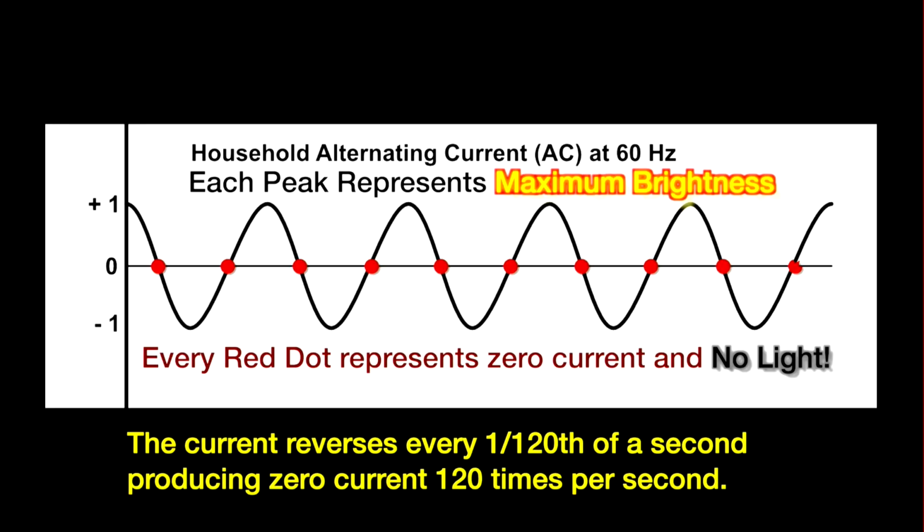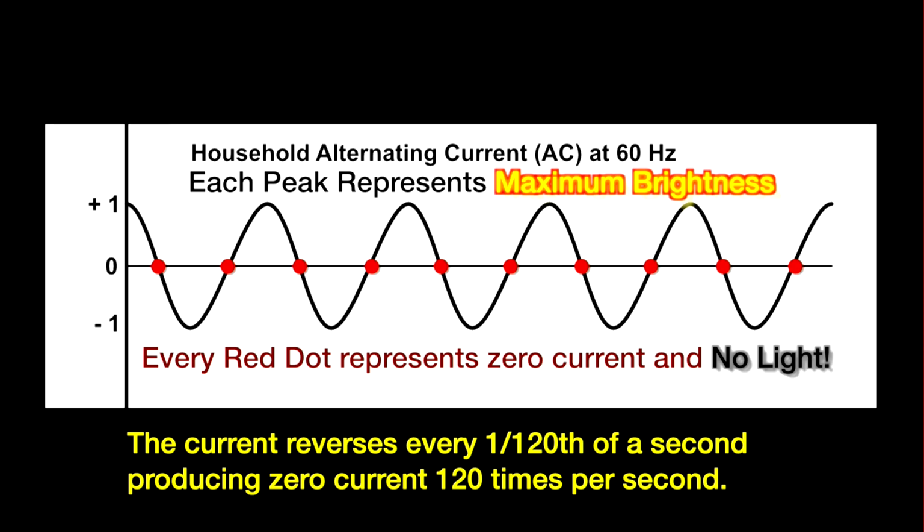The reason is our eyes see fluorescent lights or other artificial lights as a constant, that is, going without any problem whatsoever. We see it as one solid light source like the sun, except it isn't. So here's what's going on in reality. Now, every red dot that you see along that line represents zero current, which means zero light. Each peak in that sine wave is maximum brightness of the light.